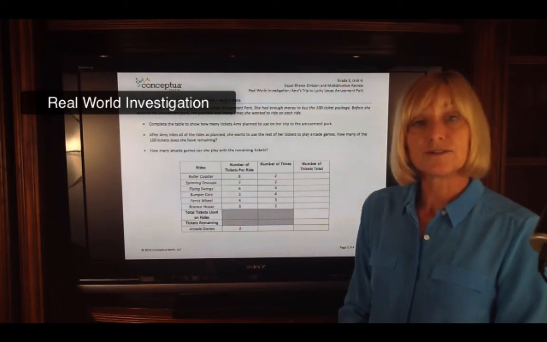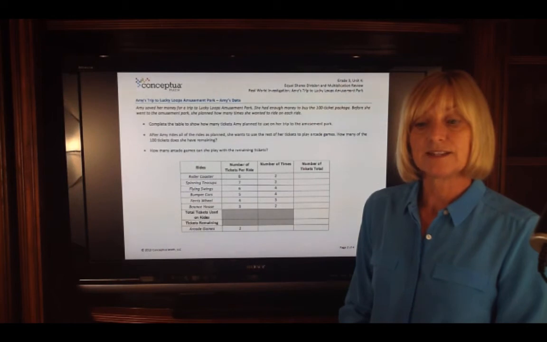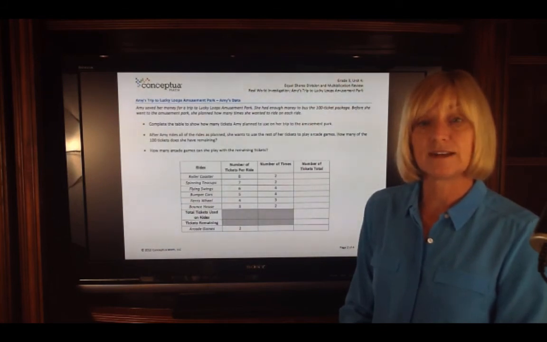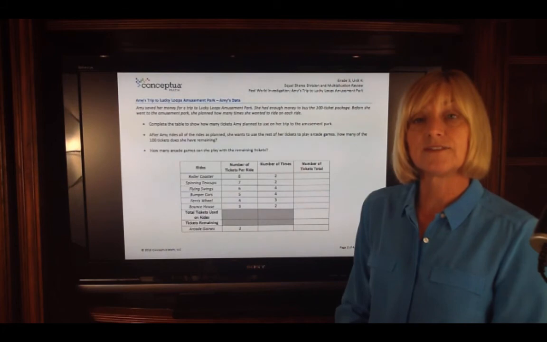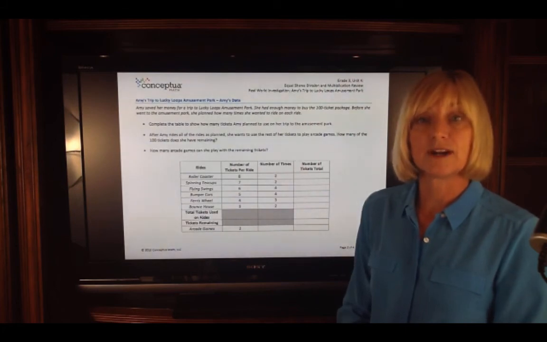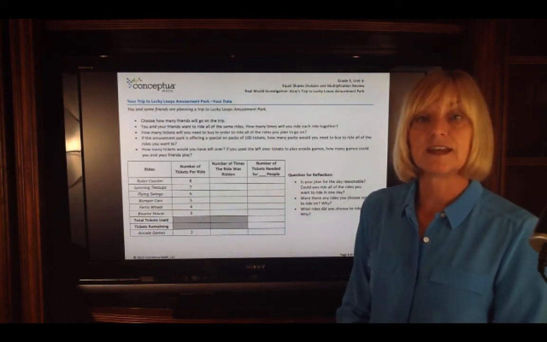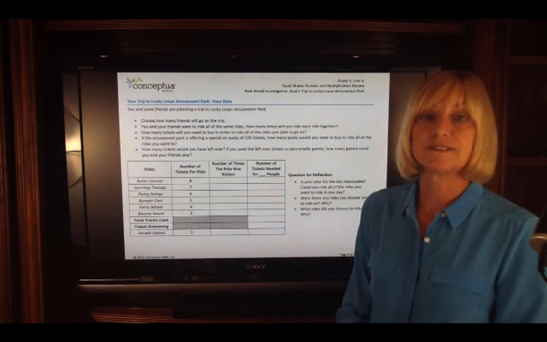This unit also has a real-world investigation. Remember, those are 3 tiers. And in the first tier, we're provided with Amy's data. She's going to the amusement park. She has 100 tickets, and she wants to get on as many rides as she can. Students complete the chart, and they figure out how she can get on the rides that she likes multiple times. And at the end, they're designing their own trip to the amusement park, bringing a friend, using their tickets, and they complete the chart for the rides that they'd like to go on.